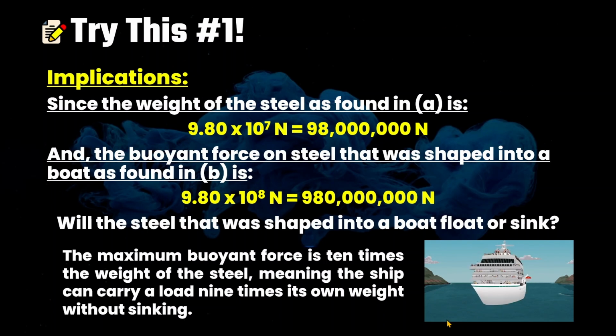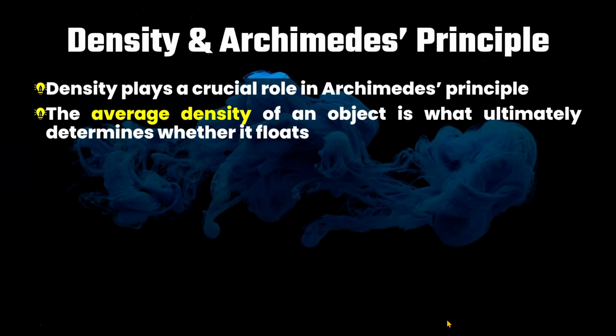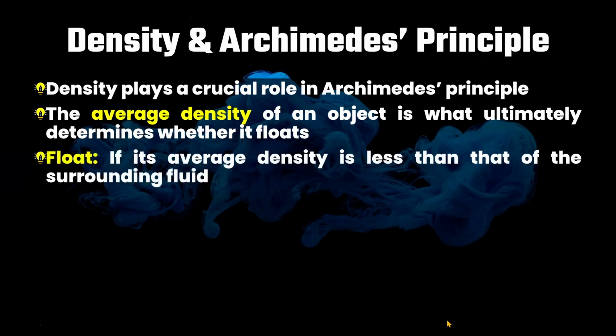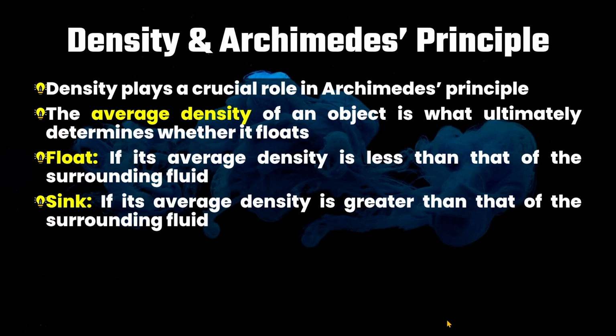Okay, so general guidelines first. Aside from determining if the object will float or sink, you have to remember that density plays a crucial role in Archimedes' principle. Remember that the average density of an object is what ultimately determines whether it floats. It is also dependent on the shape of the object. Again, remember this: an object will float if its average density is less than that of the surrounding fluid. Otherwise, if the average density is greater than that of the surrounding fluid, the object will sink.